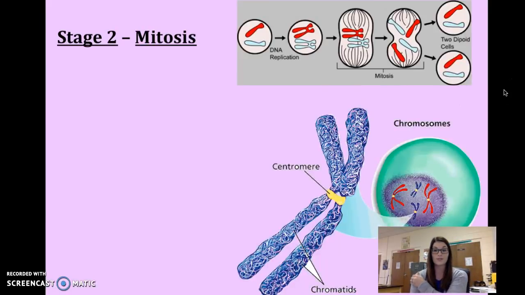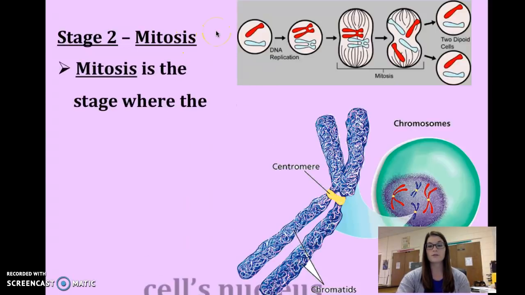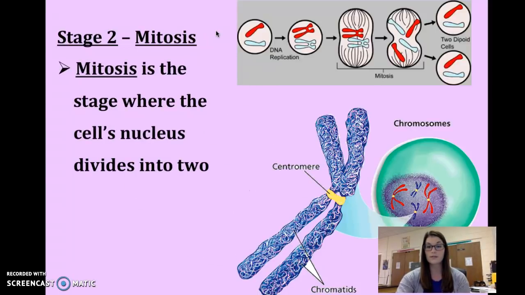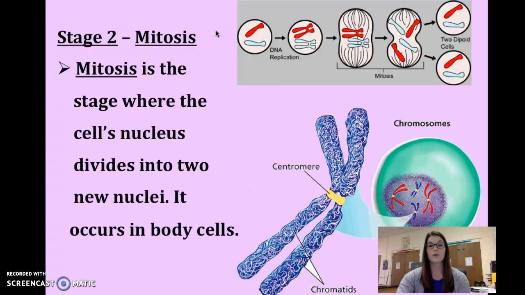So here we have mitosis. Mitosis is also made up of several parts, but this is stage 2 of the whole cell cycle, what we call mitosis. During mitosis is where we're actually creating a new nucleus inside the cell, and it's going to happen in body cells. Your body cells are the cells that make up your body. They are cells that make up your skin, your hair, your muscles, the cells that make up your heart and your lungs. Any kind of body cell is where mitosis is going to happen.